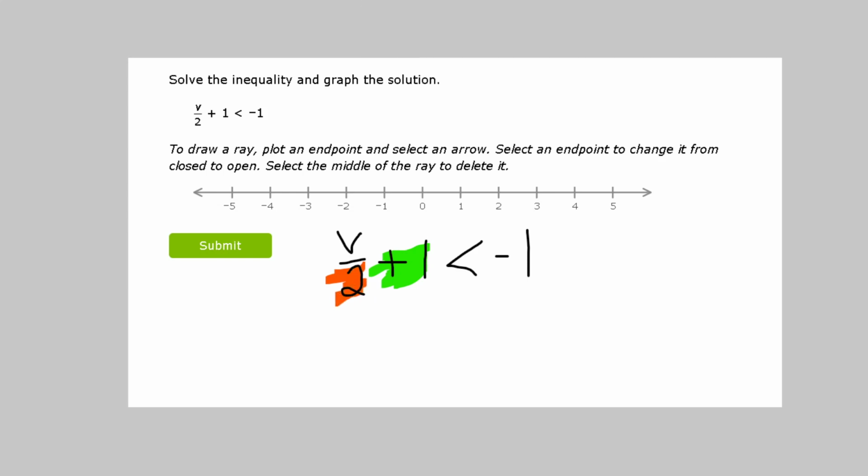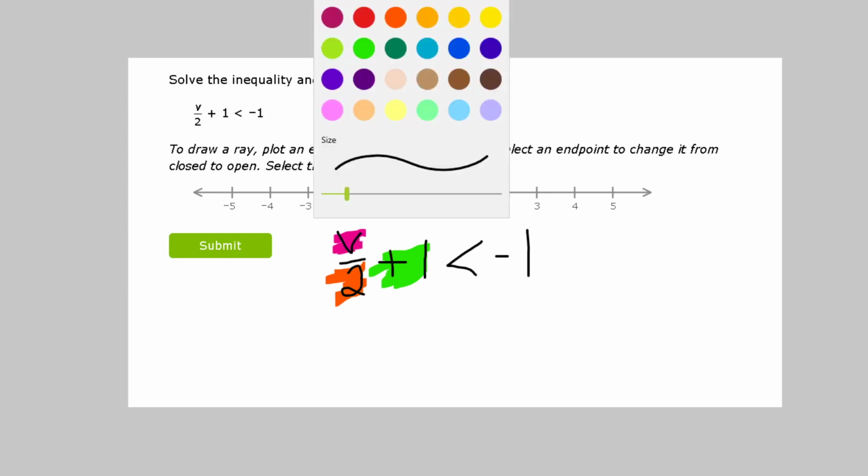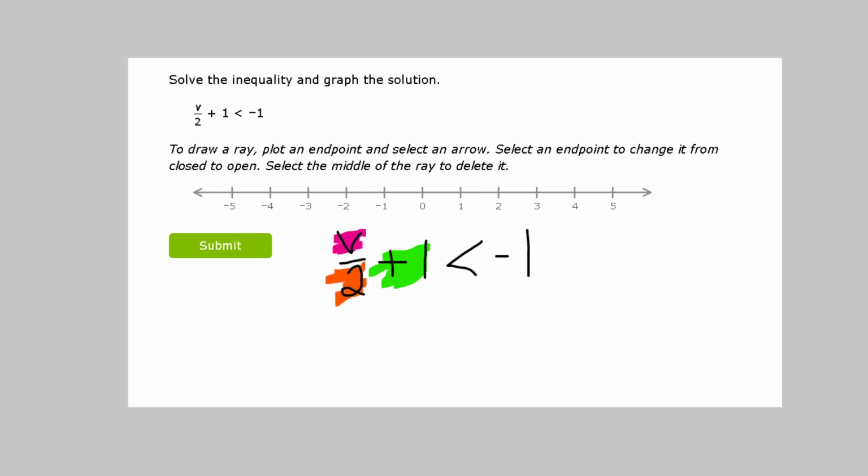And we want to get our variable, v, all alone. So to get rid of this 1 over here, we can subtract 1 away. These cancel out.